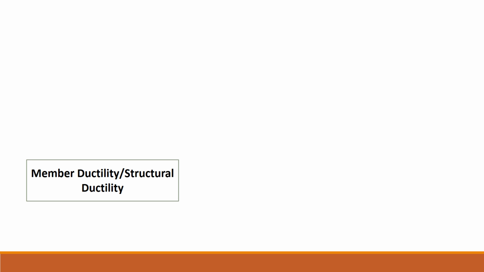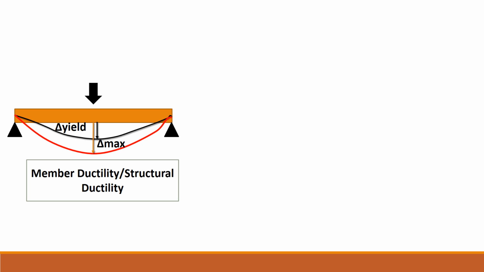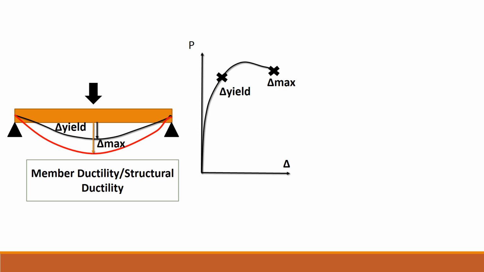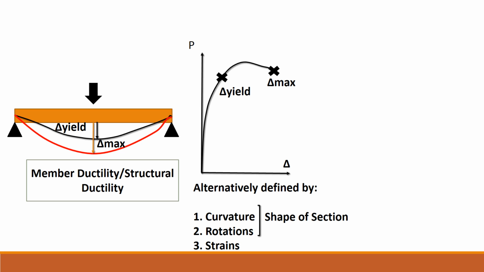Now, what is a member ductility or a structural ductility? For example, if we are taking a beam and we are loading it with any load, there is an initial deformation delta at the yielding point, and then there would be a maximum deformation delta max of the beam, after which it would fail or crack. Now, because this is a reinforced concrete material, we can classify this ductility in form of the curvature, or we can classify this ductility in form of the rotations at the supports.